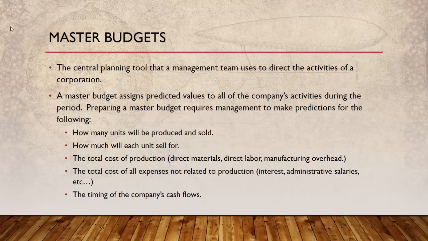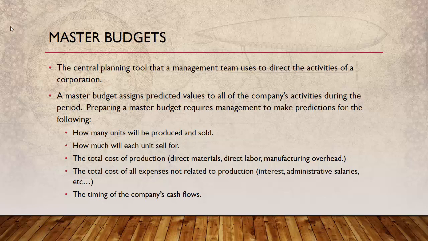corporation. Essentially what we're going to do is establish predicted values for all the various components of production, and we are going to figure out what amount of revenues and costs and therefore income we're going to make for the period based on all these different components. So we're going to figure out how many units we're going to sell and what our selling price is going to be per unit to determine our revenues.